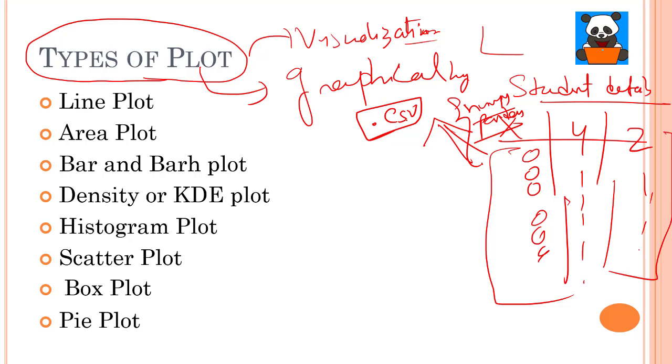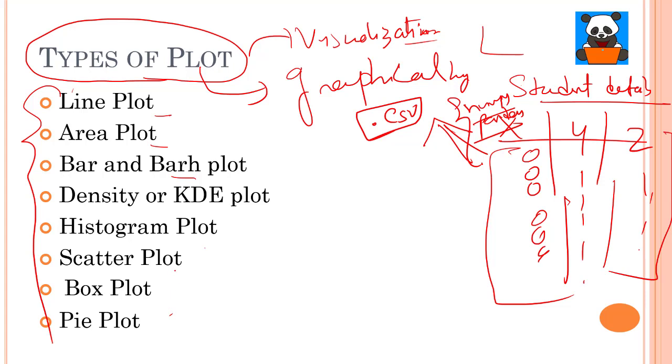Let's see how many types of plots we have. We have a variety of plots. I've included some important ones here: line plot, area plot, bar and barh plot, density or KDE plot, histogram plot, scatter, box, and pie plot. Let's discuss them one by one.